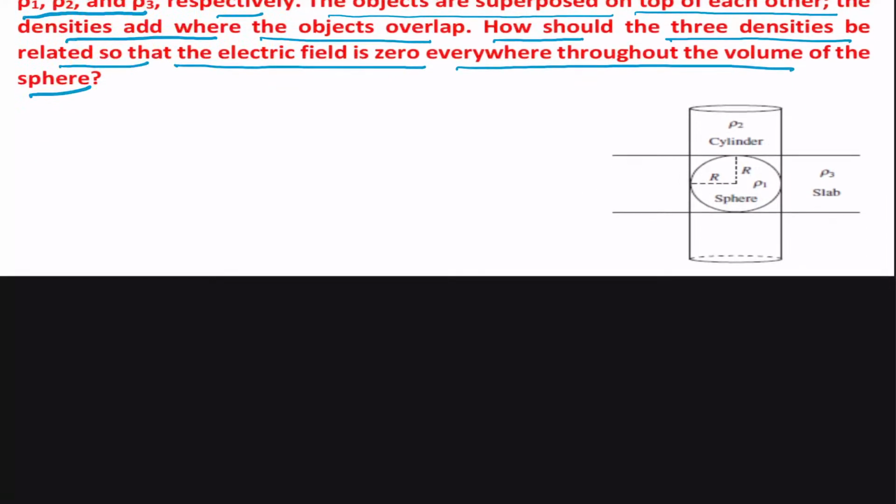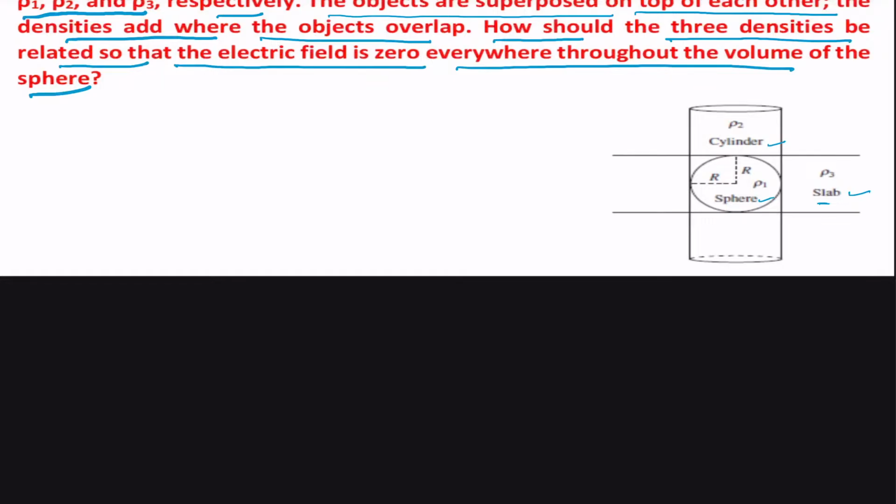So the basic figure is given to us, and we have a cylinder, a sphere, and a slab. Remember, nothing is being removed, everything is superposed. It means there is only addition, and no subtraction. It is like laying one above the other. First we have the cylinder, then on that we place a sphere, and then on that we place a slab, and we are going to find the condition that the electric field should be zero in the sphere.